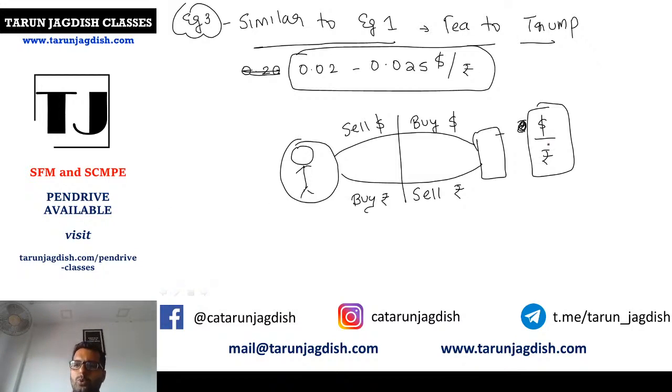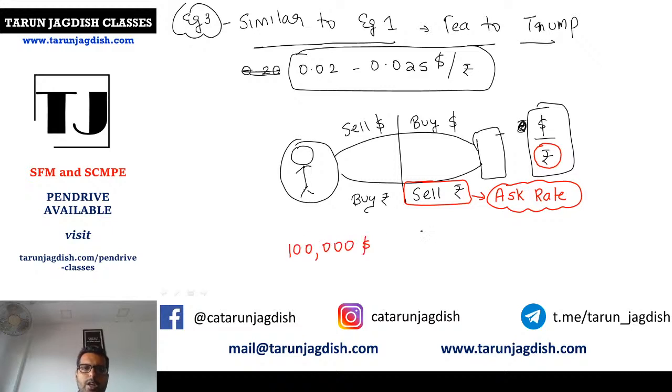Alright. So what are the two questions, friends? What is the commodity here? It is rupee. What is the bank doing? Bank is selling rupee. So will it be the bid rate or will it be the ask rate? It will be the ask rate because the bank is selling. So now it is $1 lakh. What is the ask rate over here? Is it $0.025 bar rupee?